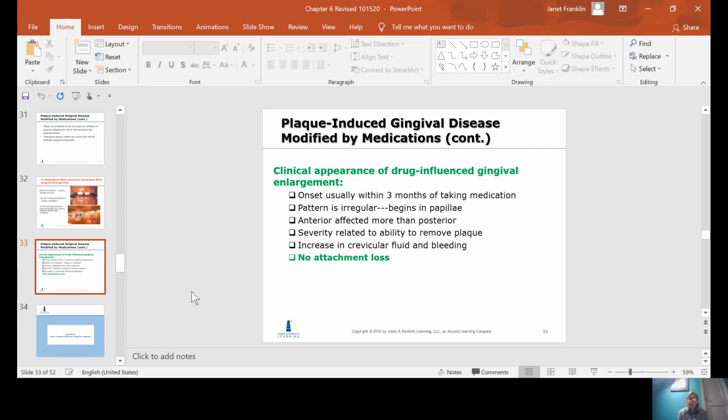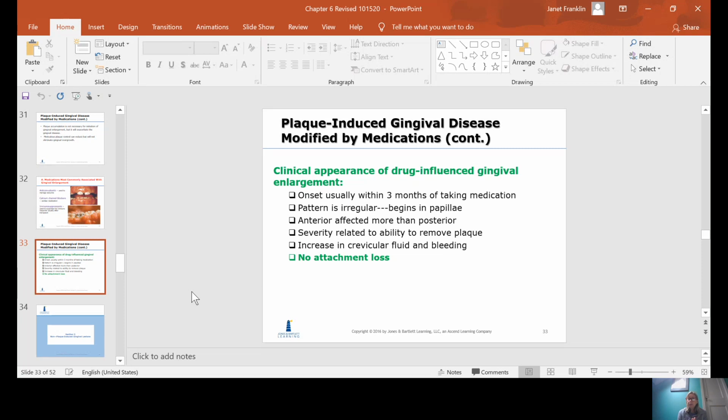But when they call you back with that medication, and as you're formulating your treatment plan for that patient that day, you're going to take that into consideration, that they're probably taking a calcium channel blocker, and now we've got this enlargement of the tissue.